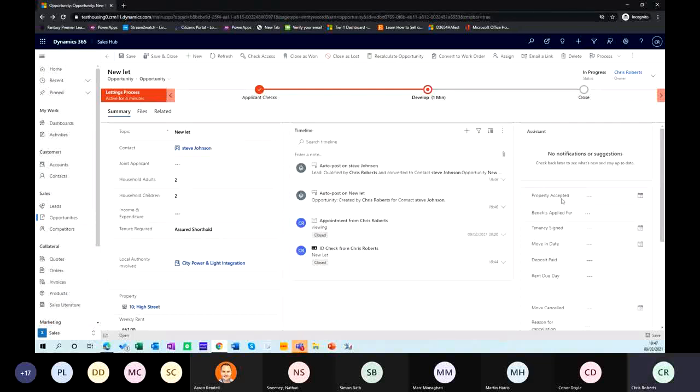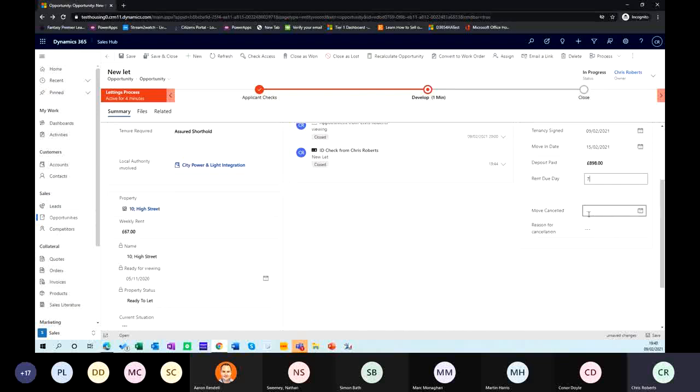Okay, so we've got the detail here. We've gone along, done a few more checks. They've accepted that the next day. Any benefits the customer may be entitled to, if they are. And the date the tenancy signed. And then we have our moving date, which, you know, the 15th. Any deposit paid. And the rent due date, just a number there.